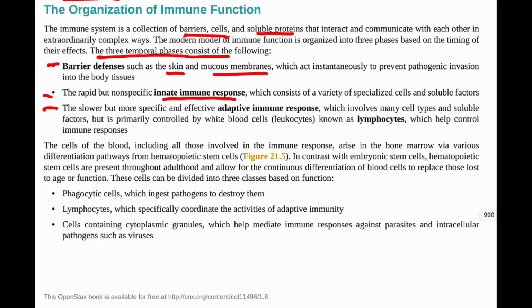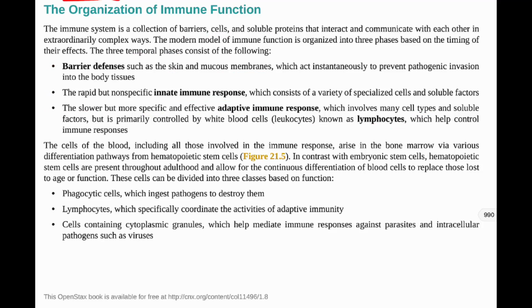And then the third way is slower. So this second way, again, was rapid, and then this third way is slower but more specific and more effective, and it's the active immune response. This involves many cell types and soluble factors, but is primarily controlled by white blood cells, so our lymphocytes that we have already discussed in the blood chapter.